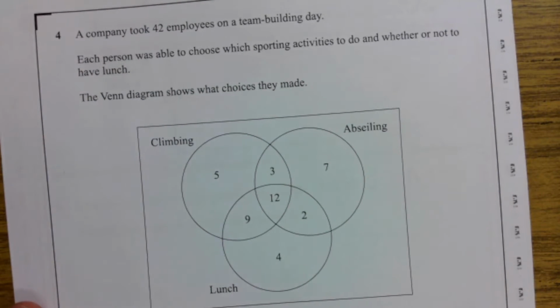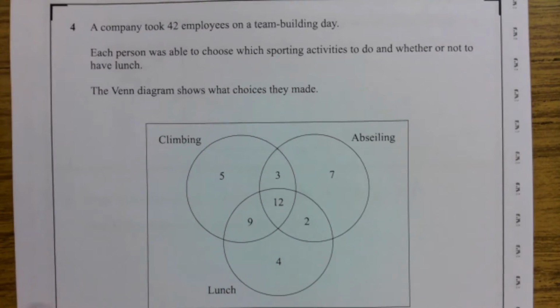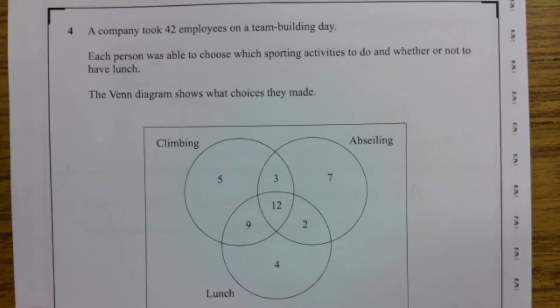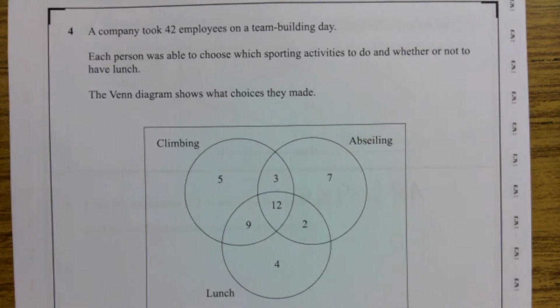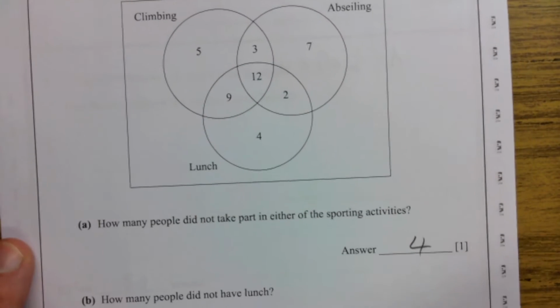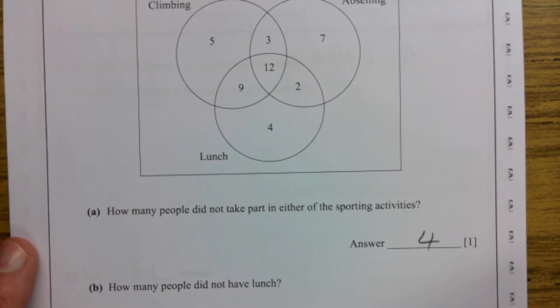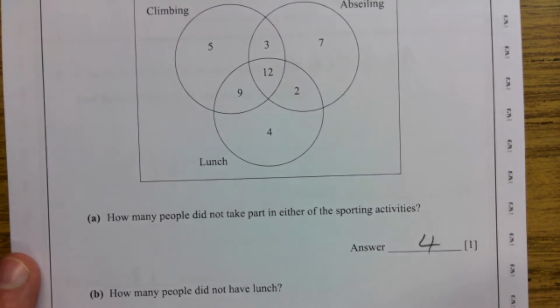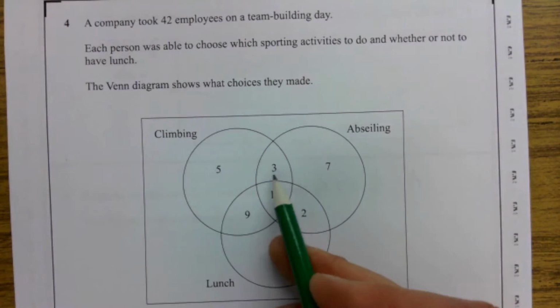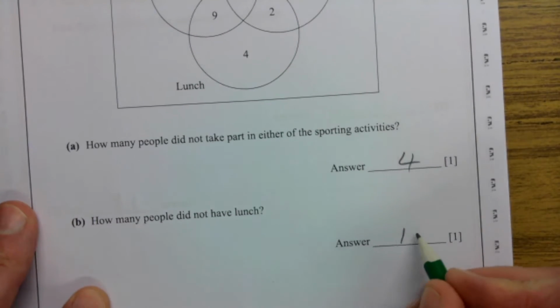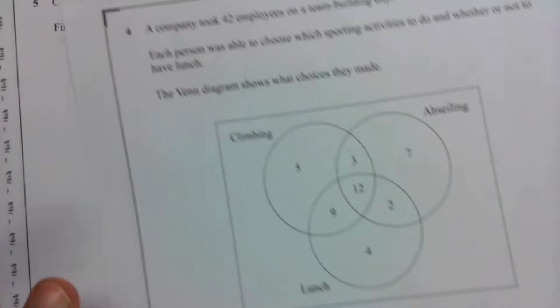A company took 42 employees on a team building day. Each person was able to choose the sporting activities to do and whether or not they have lunch. The Venn diagram shows this information. How many people did not take part in either of the sporting activities? So here's the climbing, here's the abseiling, so it must be 4. How many people did not have lunch? Well, the people who didn't have lunch are outside this circle, so it's 5 and 3 and 7, which is going to be 15.